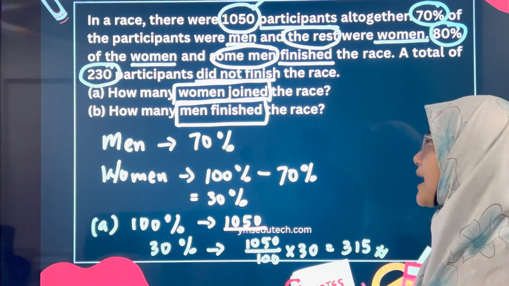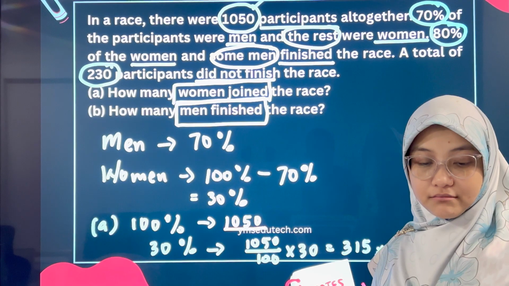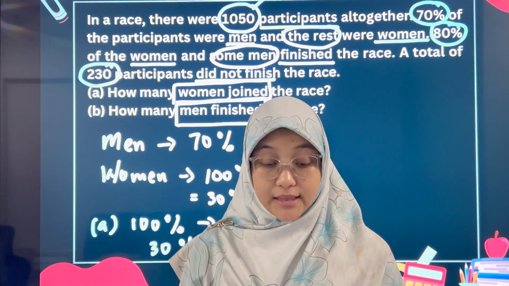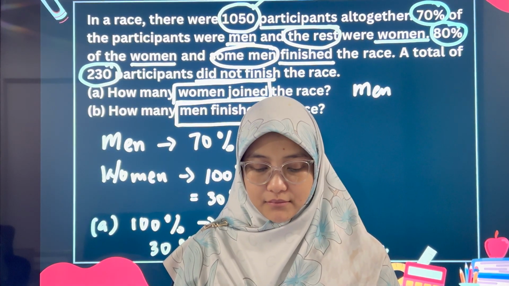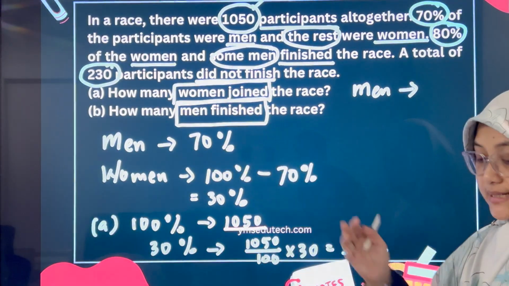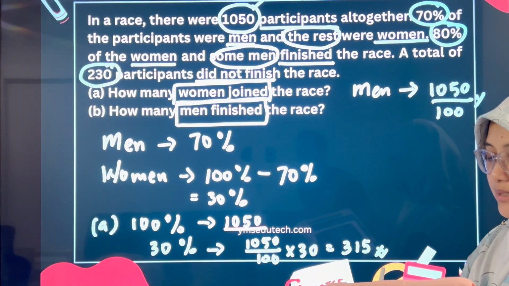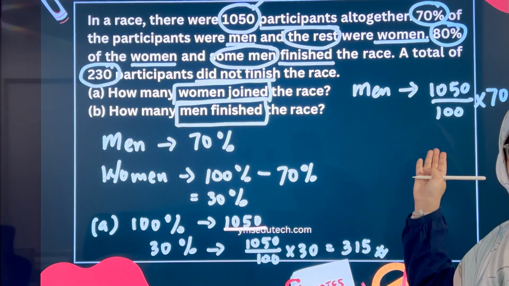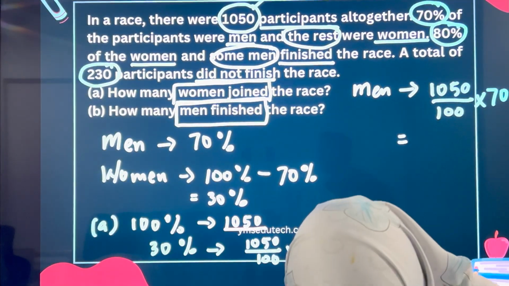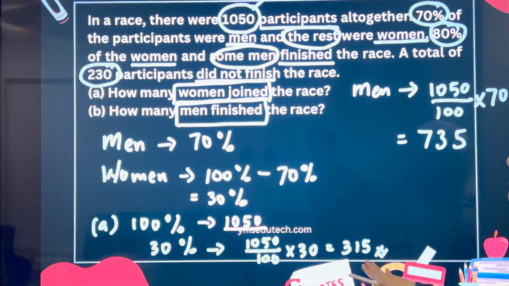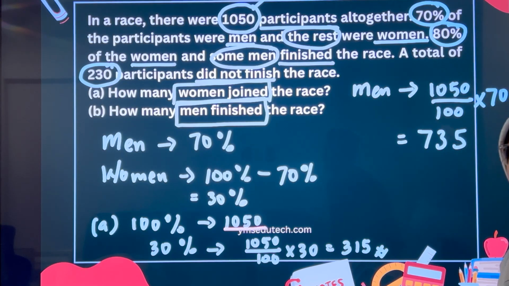Now let's solve part B. How many men finished the race? Before we find out how many men finished the race, we need to know how many men were there. Let's find out the number of men first. Men is 70%, so that will be 1,050 divided by 100 multiplied by 70. And this gives us 735 men. Another way to do that is to take the total number of participants minus the total number of women. 1,050 minus 315, you will get 735 as well.